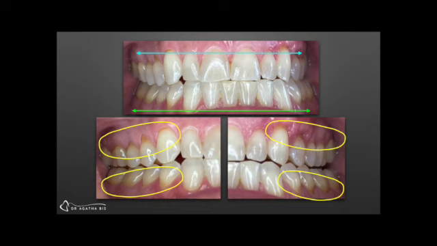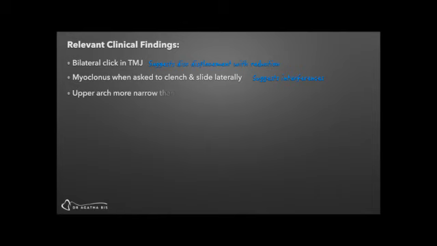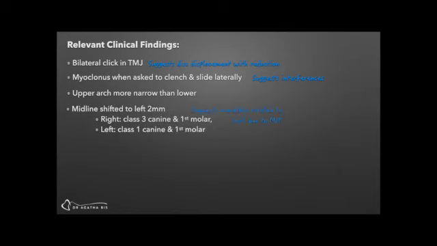So the relevant clinical findings: she's got a bilateral click in the jaw joint, which suggests disc displacement with reduction. She's got muscle twitching when asked to clench and slide laterally. It suggests interferences. The upper arch is more narrow than the lower, so that's one thing I'm going to be looking at when it comes to treating her later on.